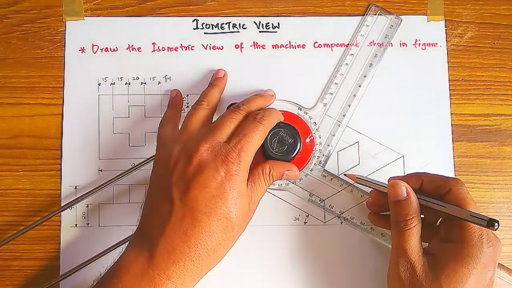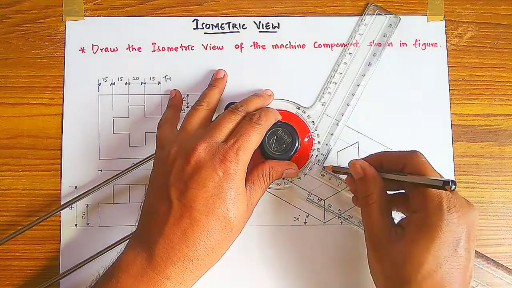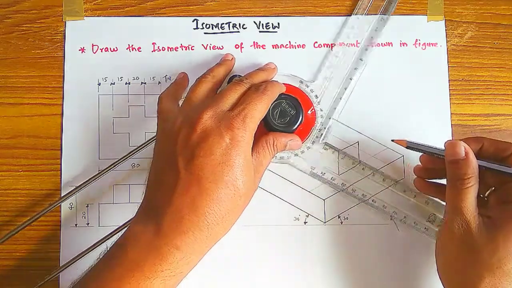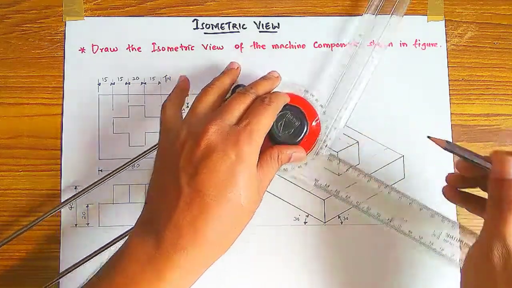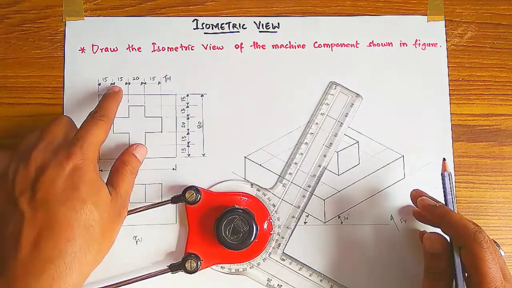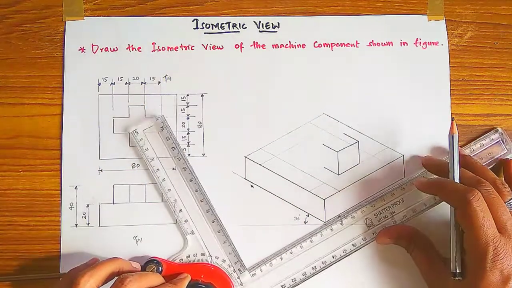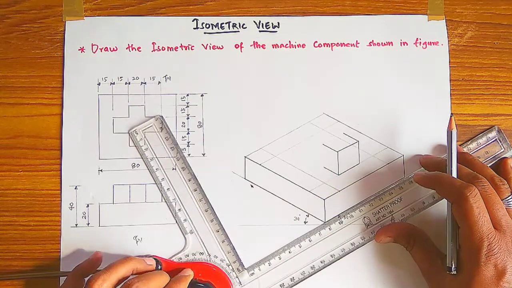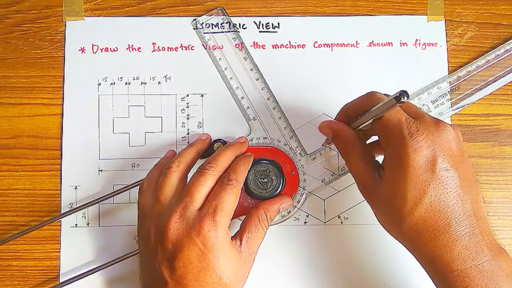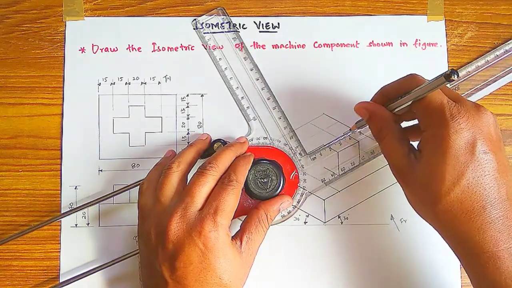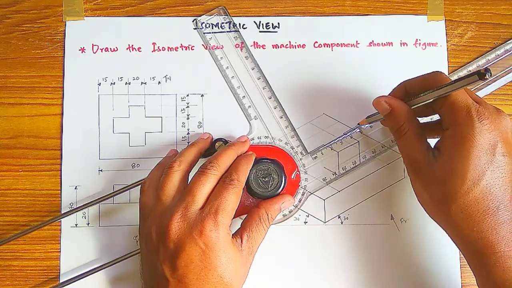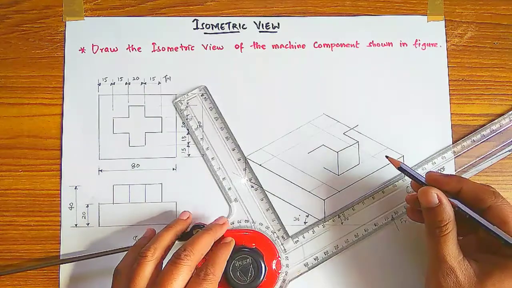15 mm from here, and here also we have to take 15 mm. Okay, these two lines are 50 mm, that one I have taken, and these lines are also 15 mm. So with this angle you have to take 15 mm here, like this here and there. Okay, 15, this line is over.